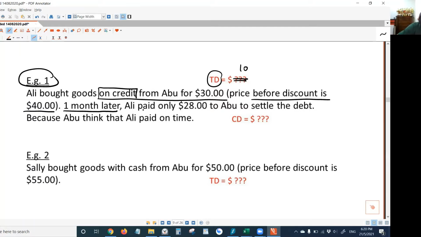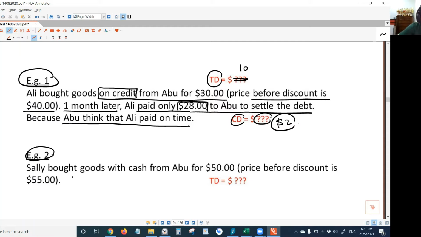1 month later, Ali paid only $28 to Abu to settle the debt. And why only 28? Why not 30? Reason is Abu thinks that Ali paid on time. So the cash discount here is, what do you think? How much is the trade discount? Sorry, how much is the cash discount? $2. Okay, simple and straightforward.